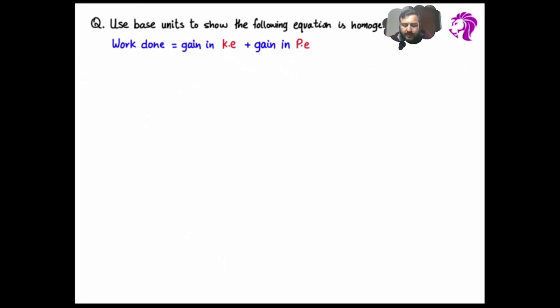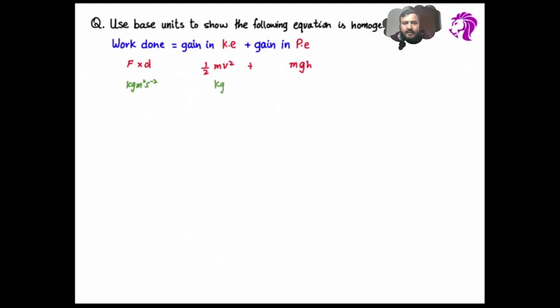So what is work done? I need to work out the formulas. First things first, force into distance is work done, kinetic energy is half mv squared, and potential energy is mgh. Once again, keeping one thing in mind, that I'll not be considering the constants. I'll be ignoring this while working out base units. So force into distance is work done, and the unit for work done has been proved to be kg m²s⁻². We have already worked out that in the previous video.